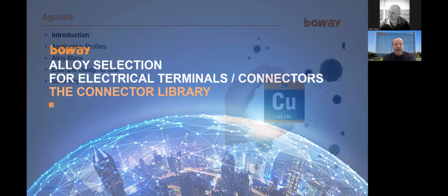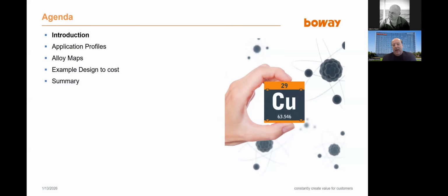And we have planned to talk today about alloy selection, which is sometimes an easy topic, sometimes a pretty difficult topic, because it depends very much on applications. So I will provide a small introduction. Then we go into application profiles. I will explain to you about alloy maps and especially the Boway alloy maps. And I will give you later an example of design to cost, because as we all know, currently all around the world, companies are under cost pressure, and what can be done there. And in a small summary, we will close this session today.